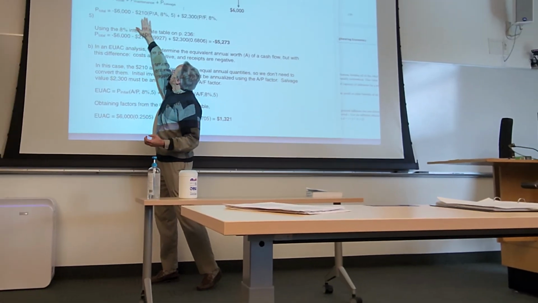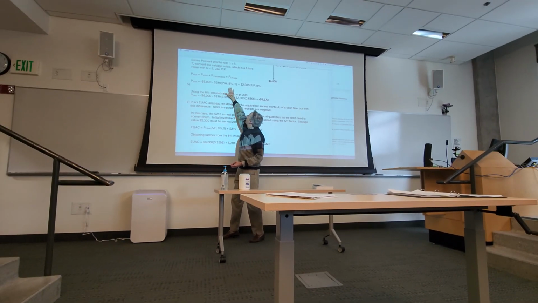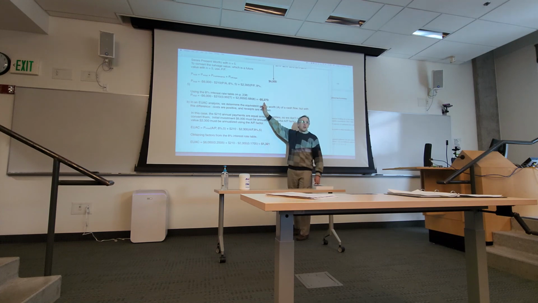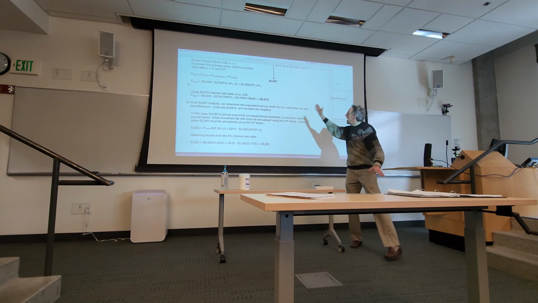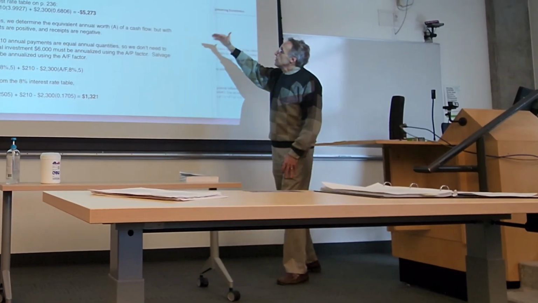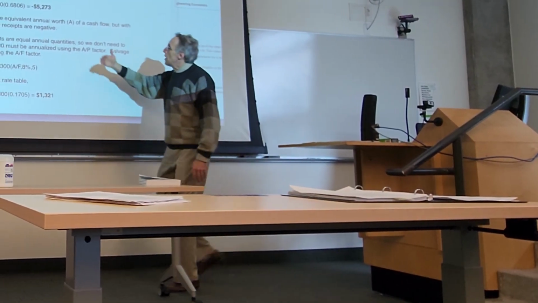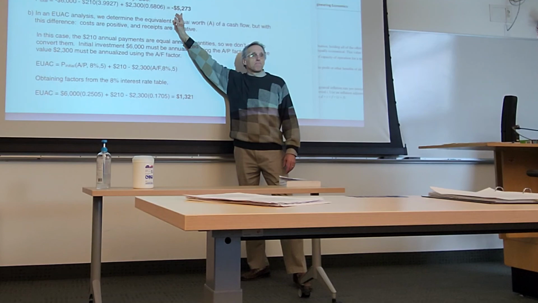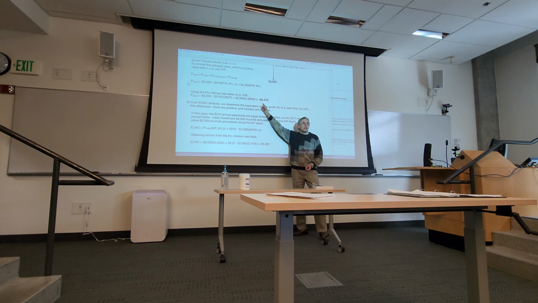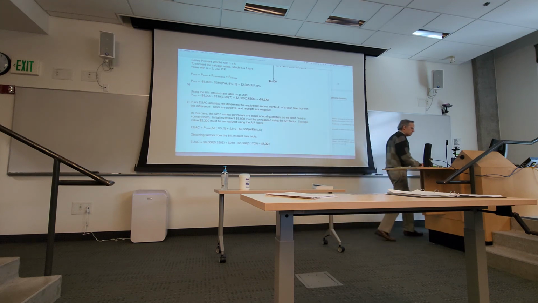$6,000 is already present. The 210, we bring that to the present by looking up the P/A factor in the table, and then the 2,300, similarly, we look up the factor in the table, and we multiply and carry out the sum. We get negative 5273. So this entire cash flow, starting with the present investment, and then 210 paying out a year, salvage at the end, is worth in today's money negative 5273. This is a total cost to me in today's dollars of negative 5273 at my discount rate of 8%.